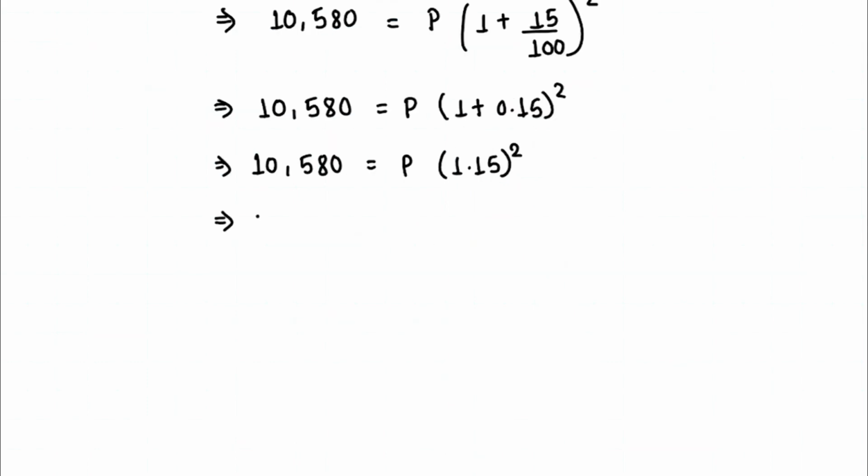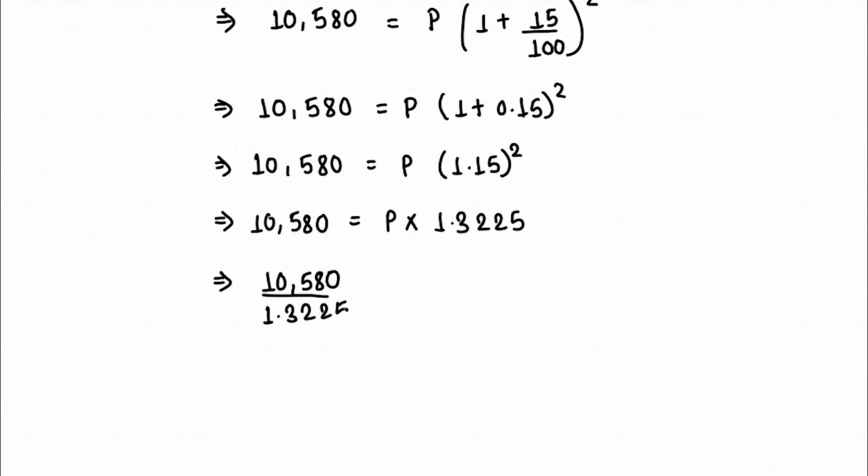And now we can just copy this 10,580 as it is equals to p times 1.15 square is 1.3225. And when we bring that multiplied by 1.3225 to the left side, it's going to be divide. So we have 10,580 divided by 1.3225 is equal to p. And this is going to give us 8,000 is equal to p. And therefore, our principal money or the sum that we deposited in our bank is Rs 8,000. And then we have found the value of p as well.